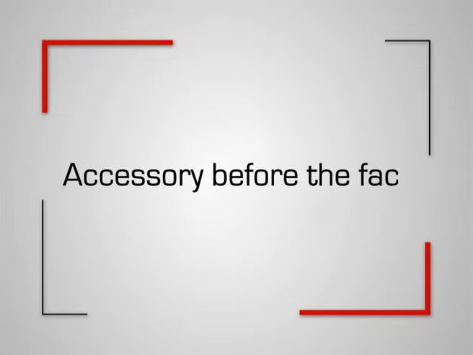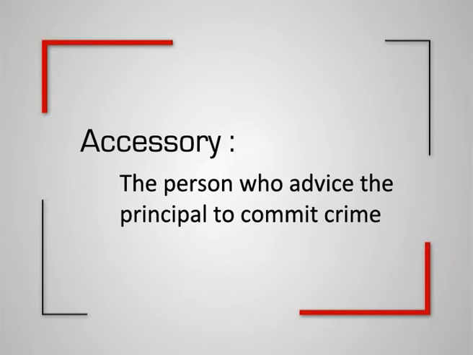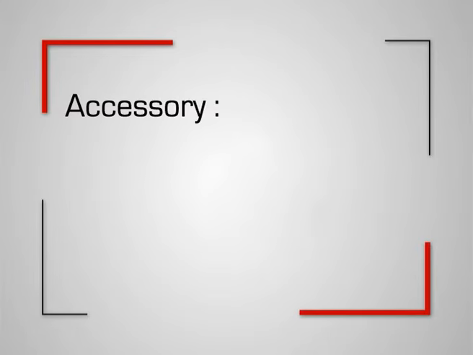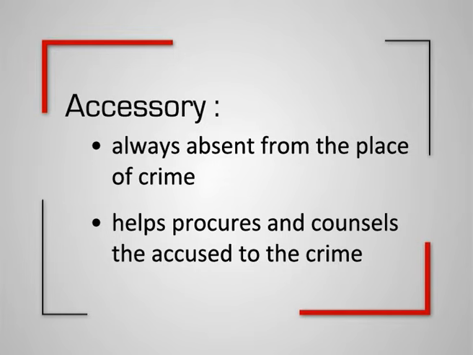The third one, accessory before the fact. Accessory is the person who advises the principal to commit crime. A person who helps the offender before the commission of crime is known as accessory before the fact. He is always absent from the place of crime, but he helps, procures, and counsels the accused to the crime. To be the accessory before the fact, it is necessary that there should be a desire on his part that the act should be committed. For example, A directs B to poison C, but B kills C by shooting. A is accessory before the fact to C's murder.